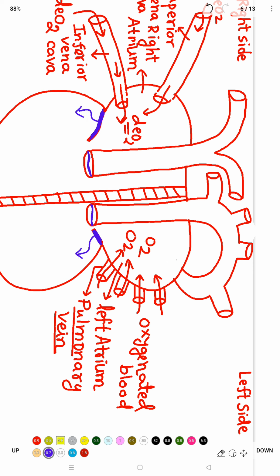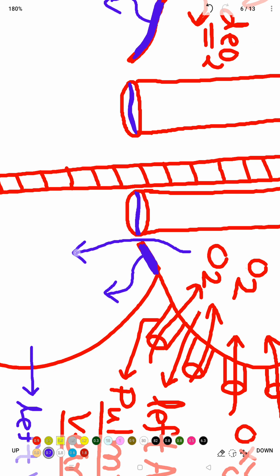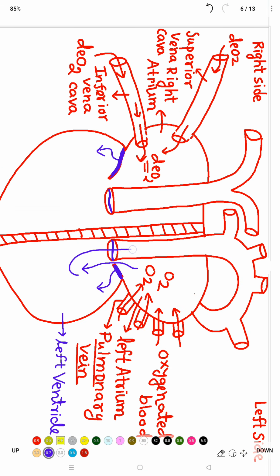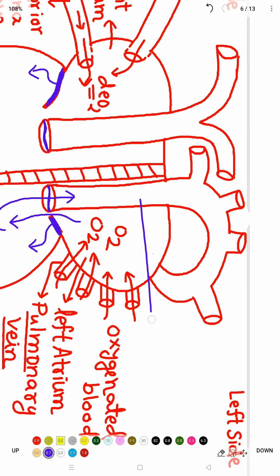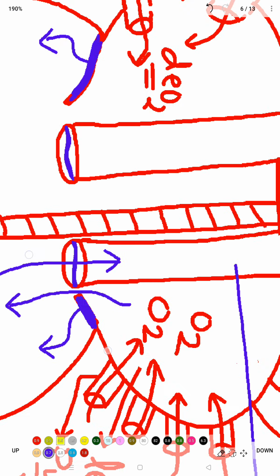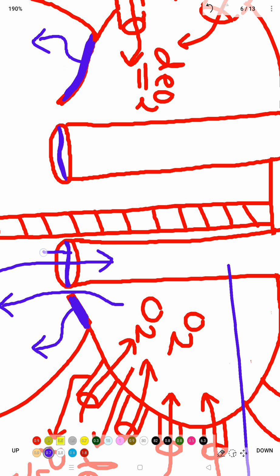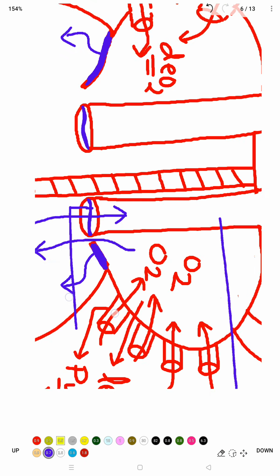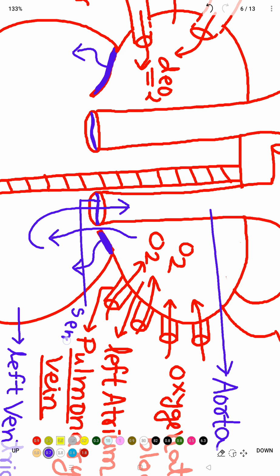and the blood, oxygenated blood, goes from the left atrium to the left ventricle and then goes inside the aorta. What is this? This is aorta. After opening the semilunar valve, this is semilunar valve.